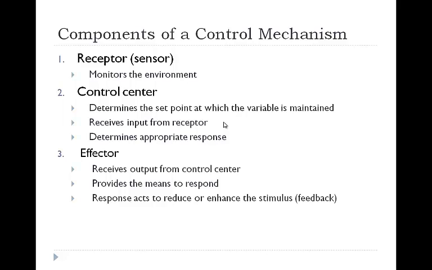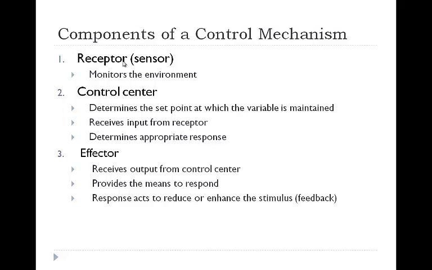The way it's going to be stabilized or maintained is by using a control system. There will be three parts to it. There will be a receptor, a control center, and an effector. So let's think about this with your house and your thermostat. You have your thermostat, okay, that'll be a receptor or a sensor. It'll have a thermometer on it to gauge what the temperature is in your house.